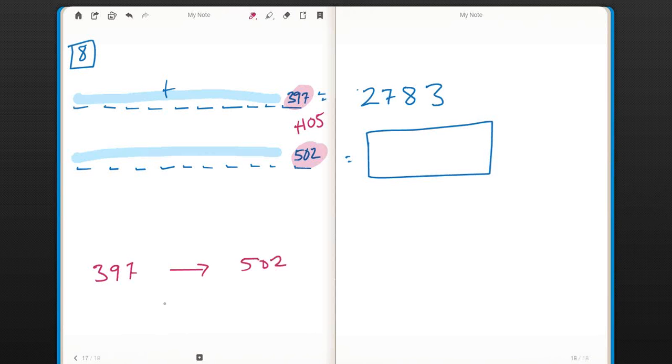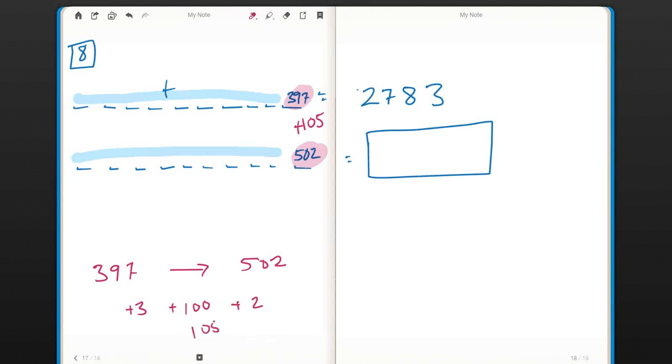Singapore Math likes us to do mental math. I like us to do mental math. If we go from 397 to 502, you could subtract that. You could also think, I need 3 more to get up to 400. From 400 to 500 is a difference of 100. And then I need 2 more to get to 502.